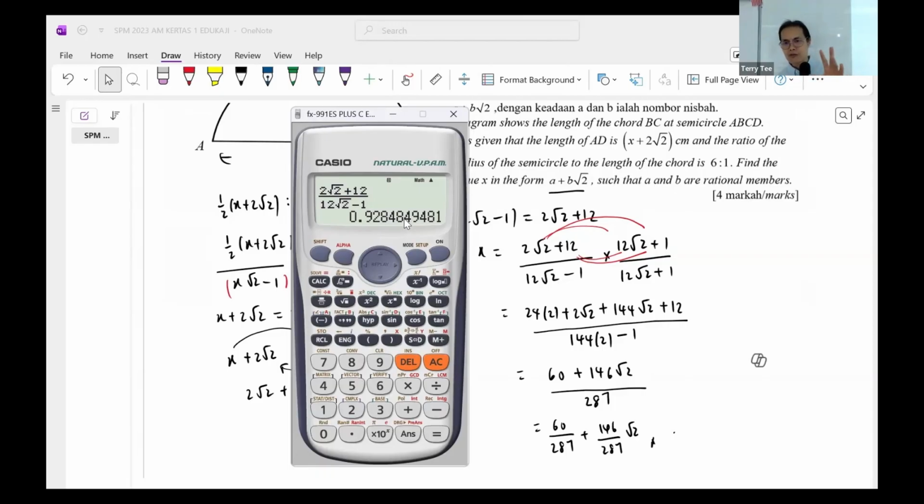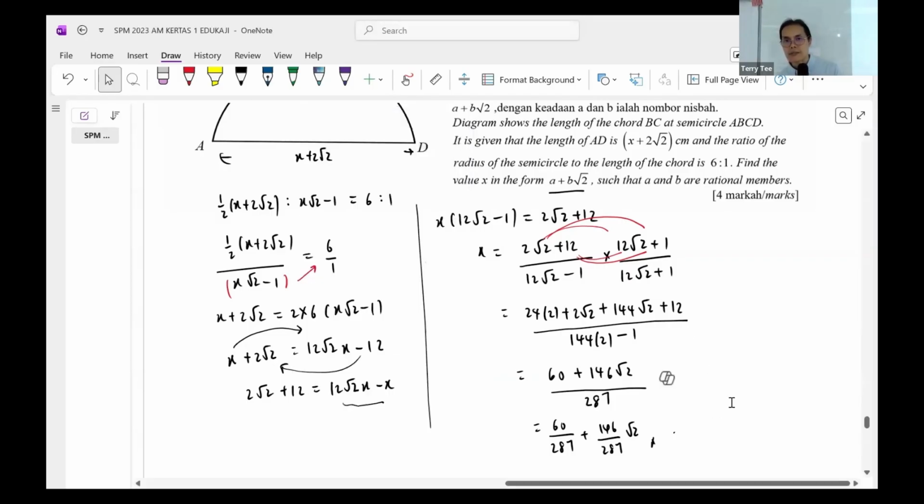0.9285. We try this out: 60 plus 146√2, divided by 287. Am I getting the same answer? Yes, 0.9285. So yeah, we know this answer is correct. But the answer here is a bit ugly. Your A and B values are ugly.